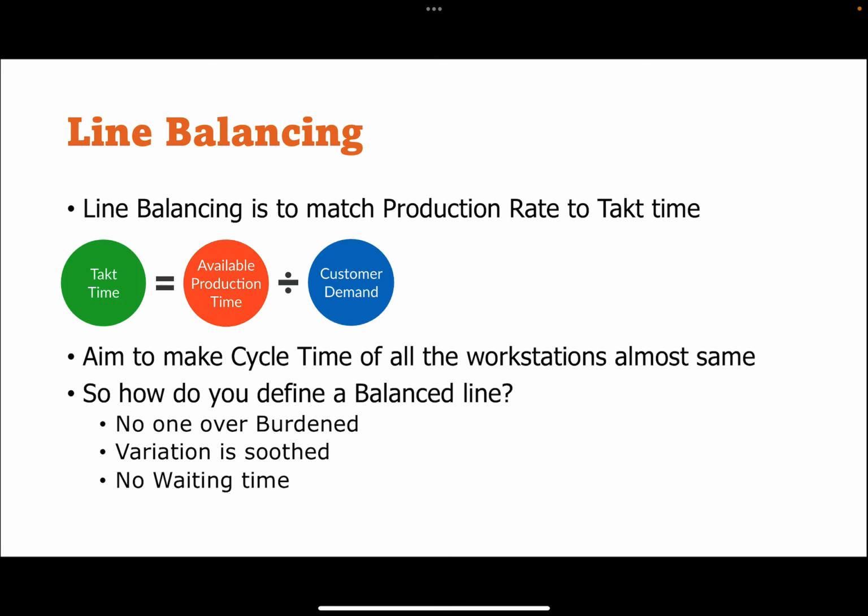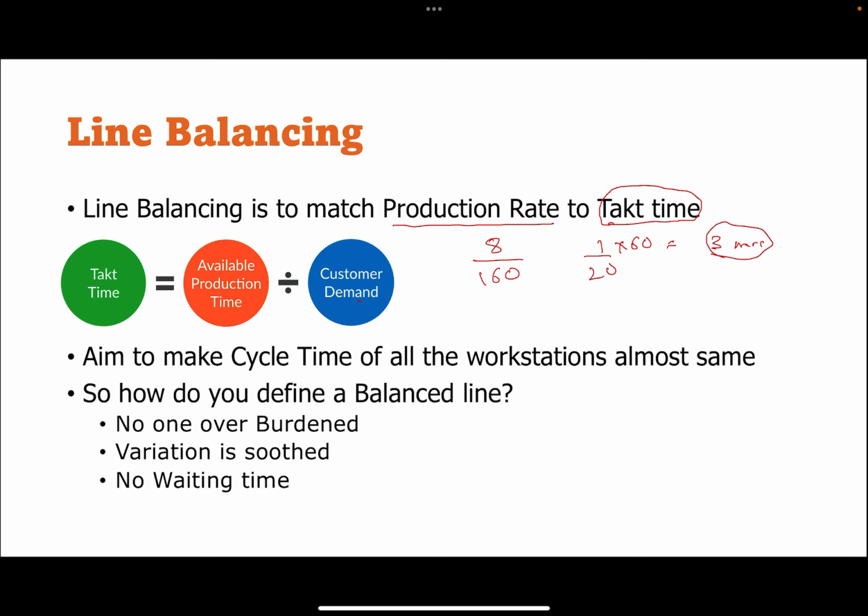Line balancing is to match the production rate to takt time. So what do you mean by takt time? Takt time is the available production time divided by the customer demand. Our production time may be 8 hours and the customer demand may be 160. That is 8 by 160, or 1 by 20 of an hour, which in time means there are 3 minutes to make a piece. You have only 3 minutes to make a piece. This is an example.